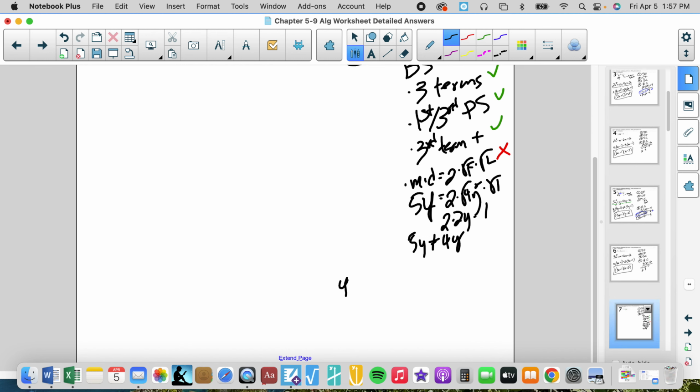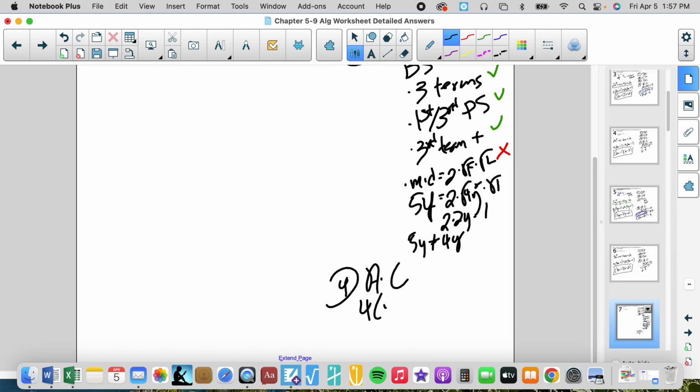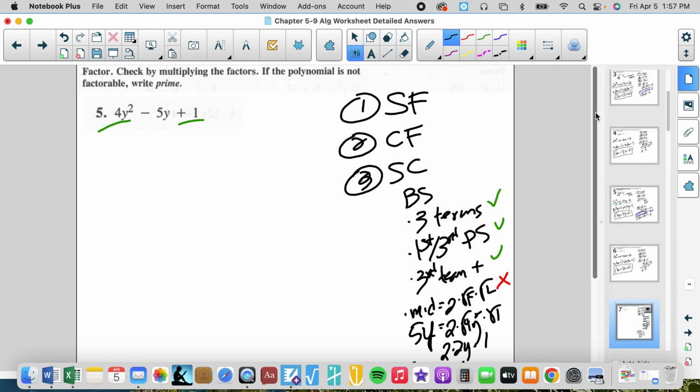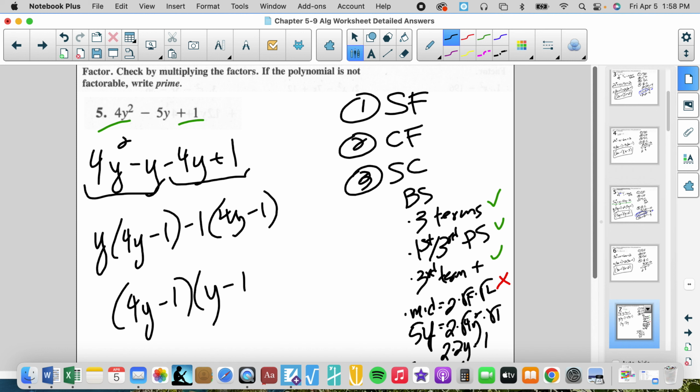So close. So we've got to go back to a times c. That's step 4. 4 and 1. Factors of 4 and 1 are 4 and 1, 2 and 2. Signs are the same, both are negative, and those are my factor pairs. So -1 and -4. We get 4y squared minus y minus 4y plus 1. We can factor out a y, we get 4y minus 1. Factor out a -1, and we get 4y minus 1. 4y minus 1, y minus 1. Not a binomial square. Really close.